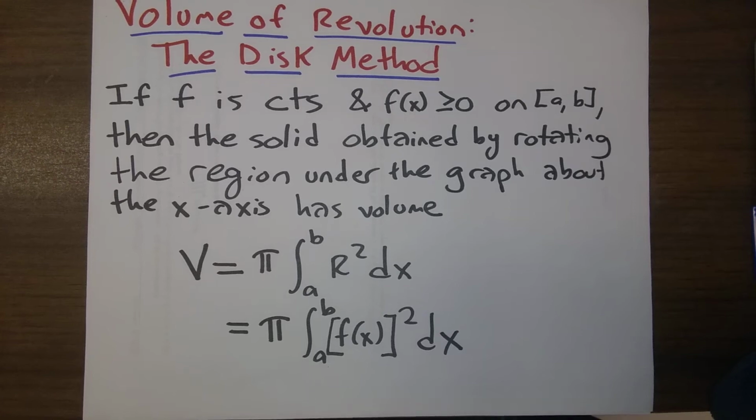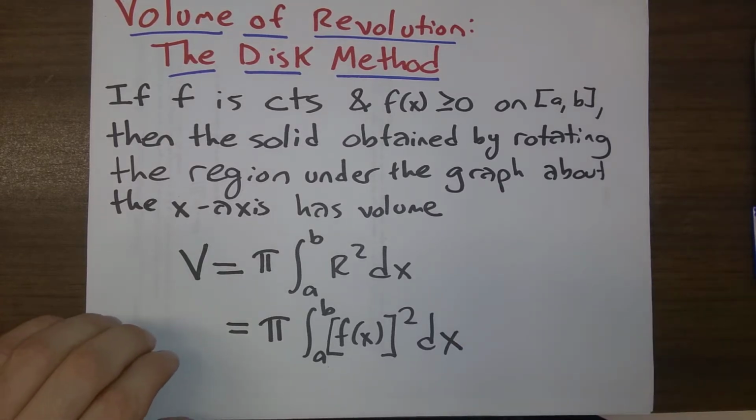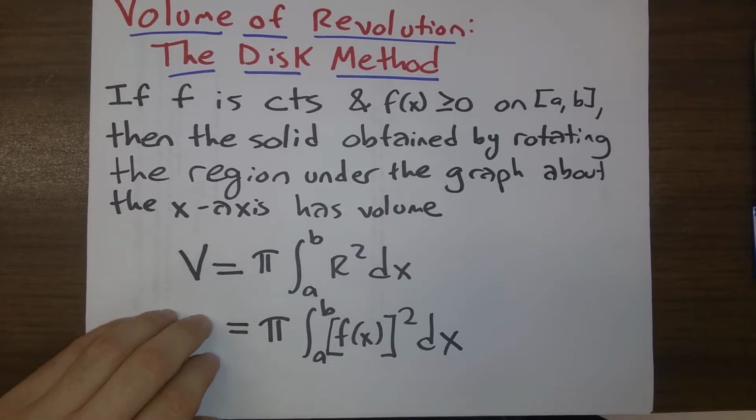The big point of the previous video was this formula for the volume of the region that you get if you take the area under some graph and revolve it around the x-axis. This is what we call the disk method because the cross-sections look like disks. Well, now let's make this a little bit more interesting.